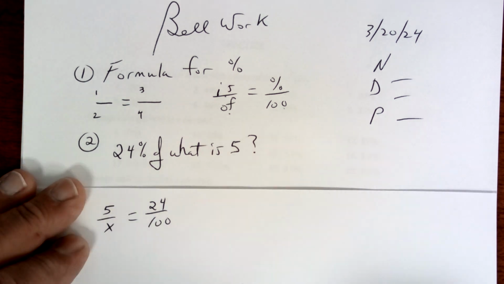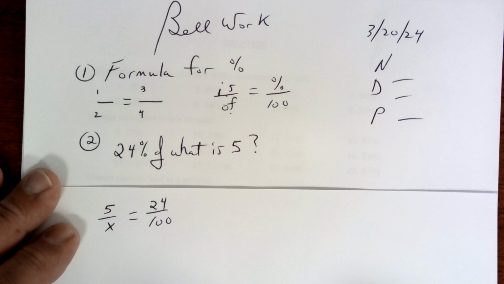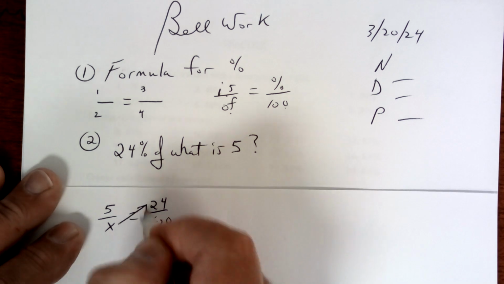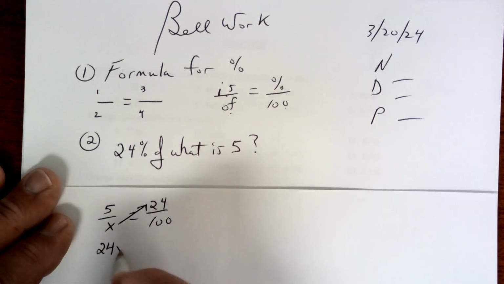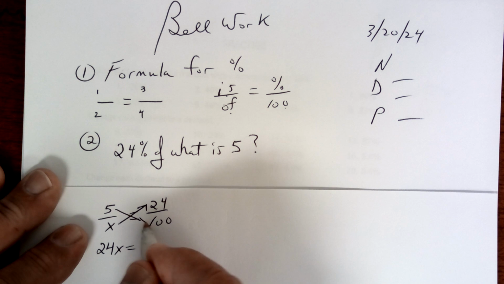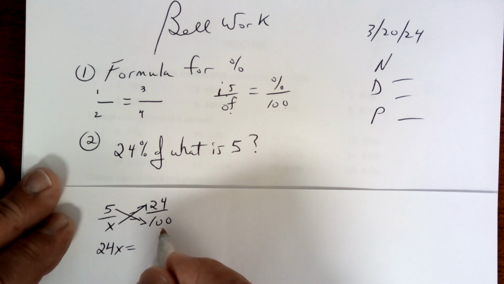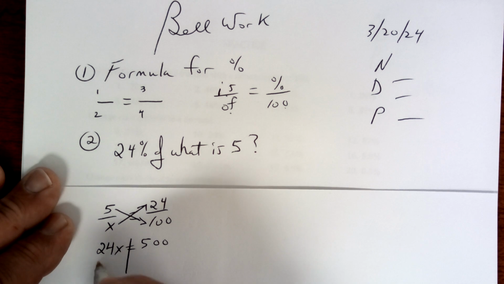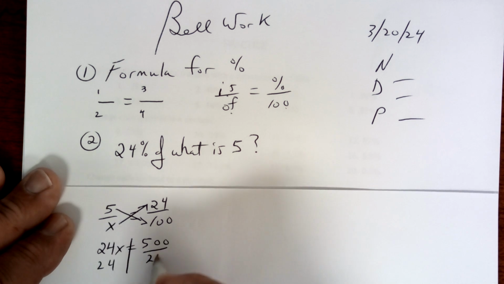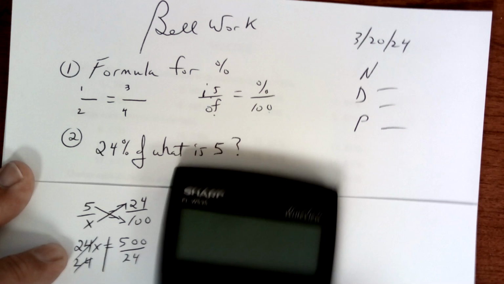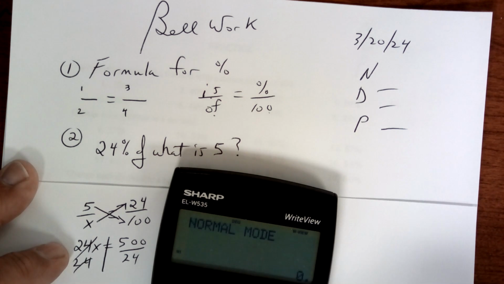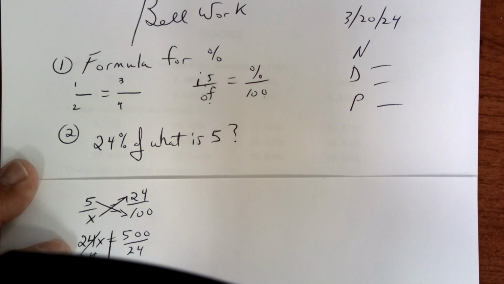So now you have to cross multiply. So here we go. I'm going to get 24x is equal to 5 times 100, which is going to be 500. And I divide by 24, and whatever you get is your answer. So 500 divided by 24, I get 20.83 repeating.